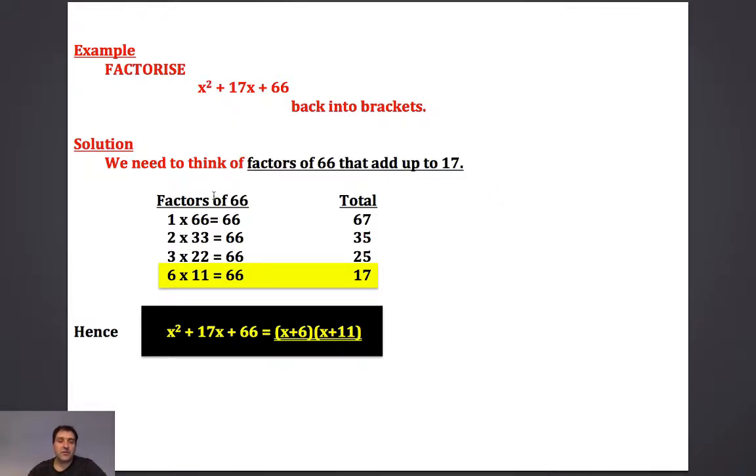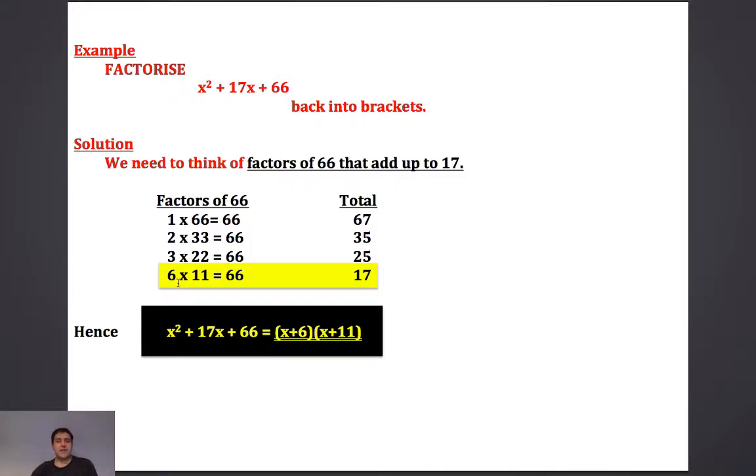one by one. So factors of 66 could be 1 times 66, but then they add up to 67, so that's no good for us because we want them to add up to 17. 2 times 33, that would give us 66, but then 2 and 33 add up to 35, so that's no good. 3 times 22, that makes 66, but 3 and 22 add up to 25, so that's no good for us because we want them to add up to 17.